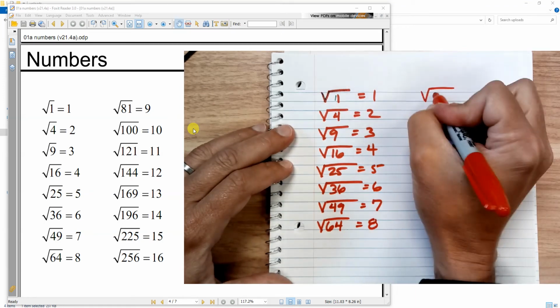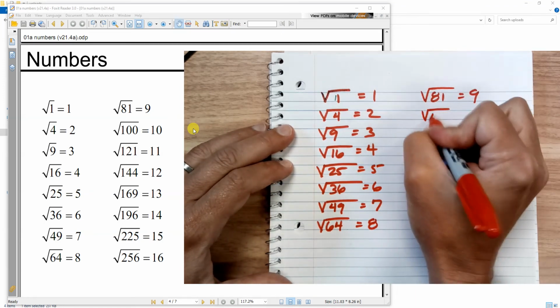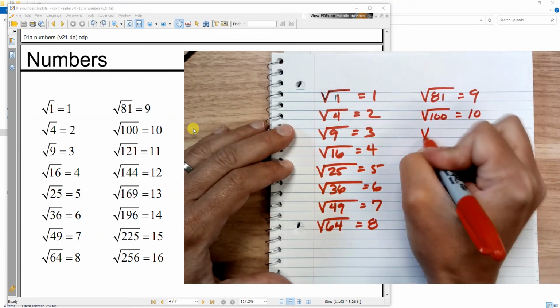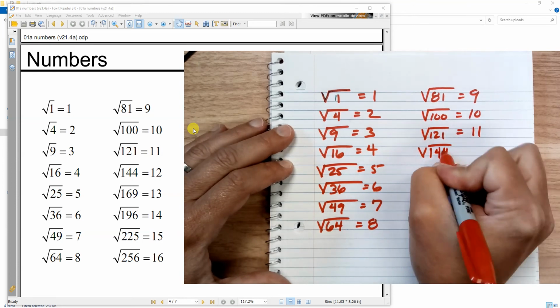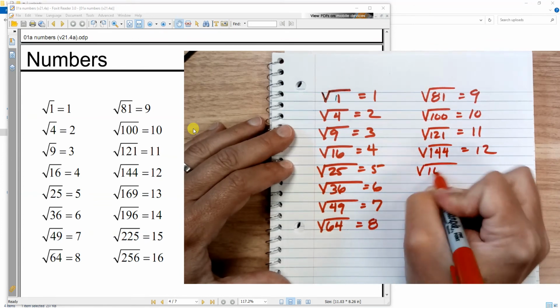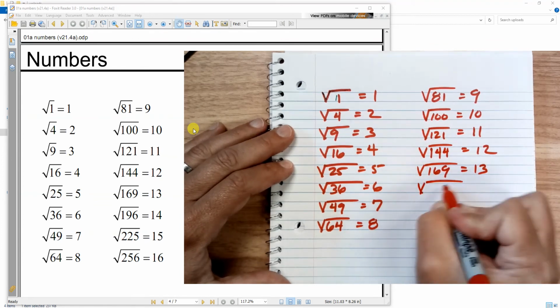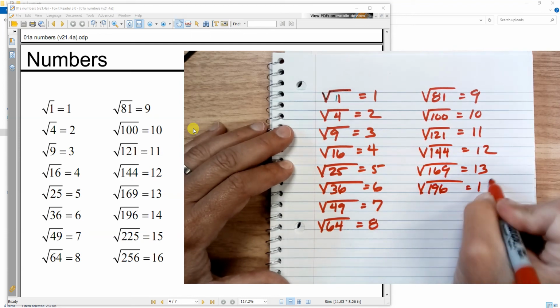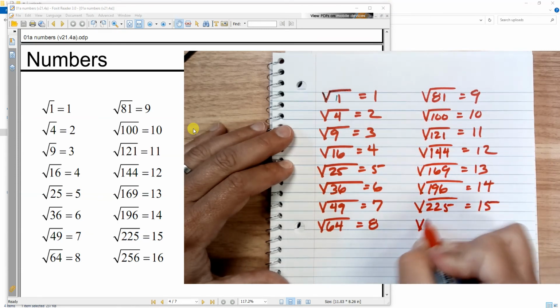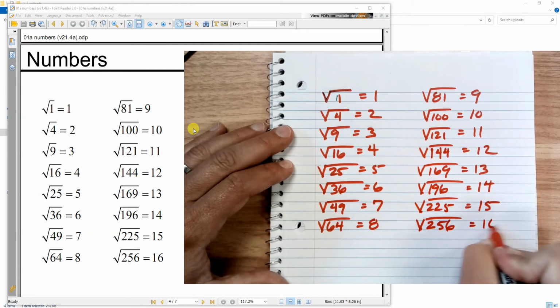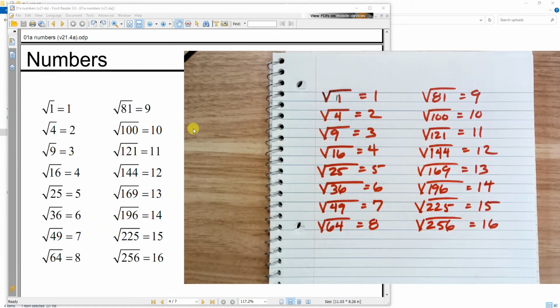Square root of 81 equals 9, square root of 100 equals 10, square root of 121 equals 11, square root of 144 equals 12, square root of 169 equals 13, square root of 196 equals 14, square root of 225 equals 15, and the square root of 256 equals 16. These need to make it into your notes, and more importantly, they should probably live inside your brain. You should know the square roots up to probably 256. Up to 400 would be better, but I'll accept 256.